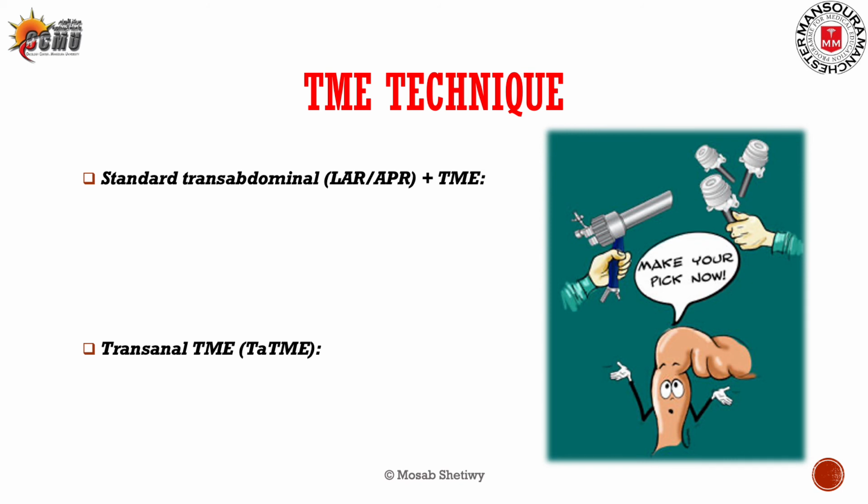After the introduction of transanal surgery to rectal surgery, there is now a choice or debate between which is better. Is it a must to do transabdominal surgery, either low anterior resection or abdominoperineal resection with TME, or is there a role or a value of TaTME, or transanal total mesorectal excision?